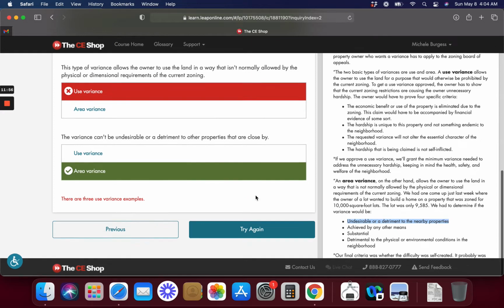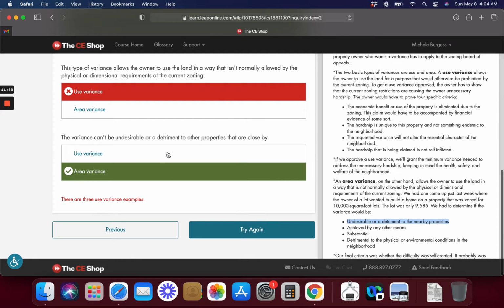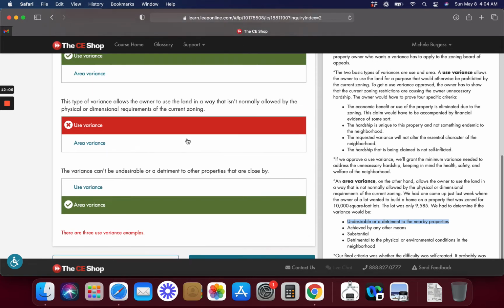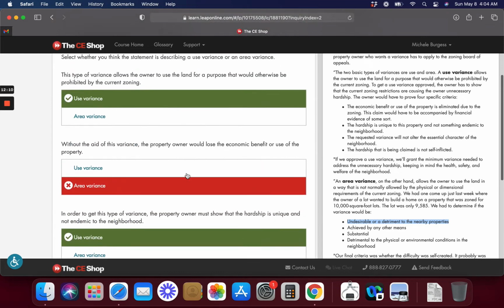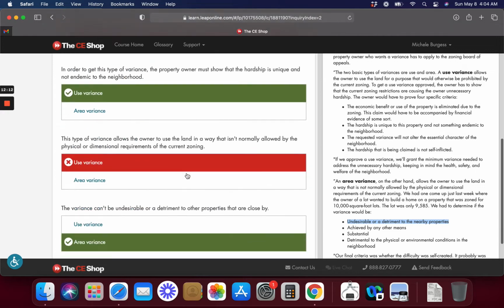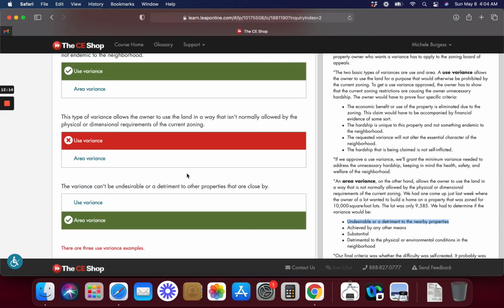Okay, it'd be like building a porn video shop, right? In your backyard or something crazy like that. It would be undesirable to the rest of us. In my neighborhood that I'm currently living in, somebody set a house on fire. So this is a detriment and undesirable to the rest of us that are living in this community.